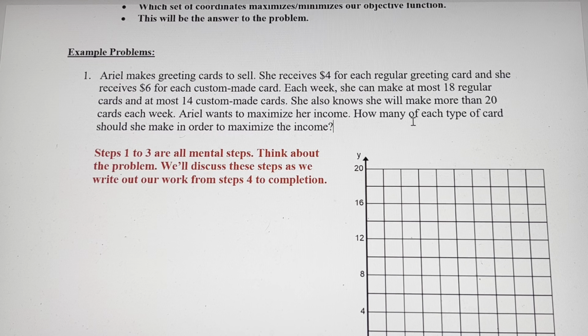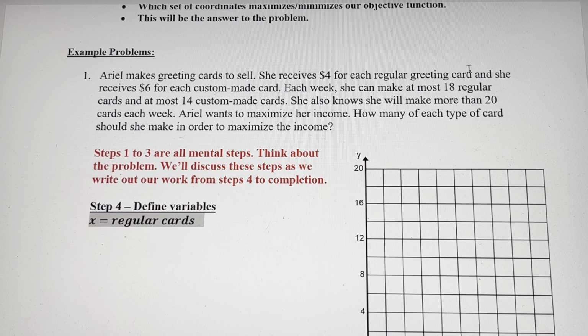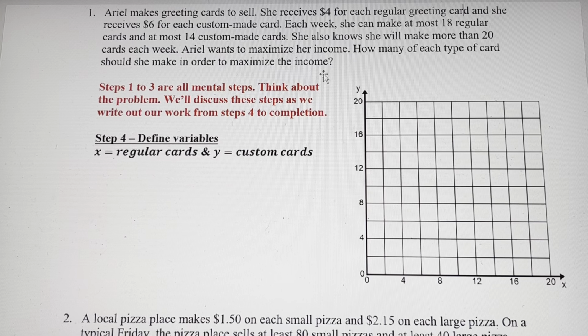So again, steps 1 to 3 are all mental steps. Think about the problem, and we'll discuss some of these as we go through the last few steps. Step 4, let's define the variables. I'm going to use X as the regular cards, and I'm going to use Y as the custom cards. It's important to spell that out.